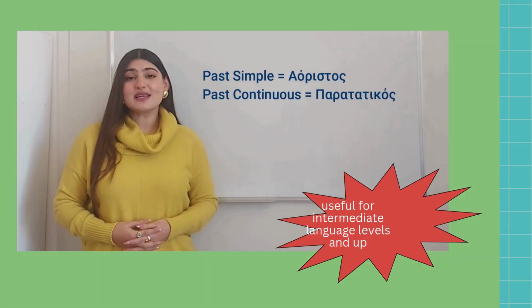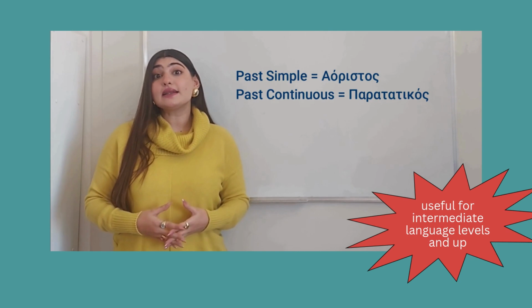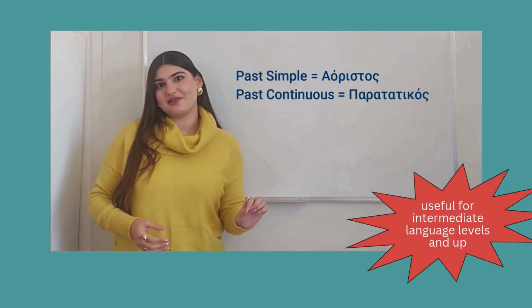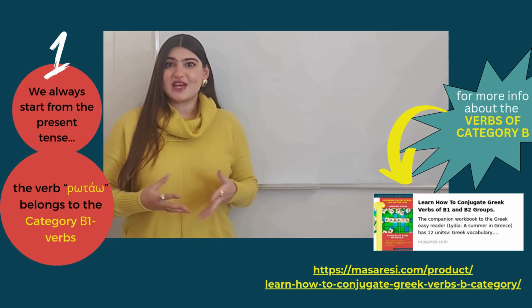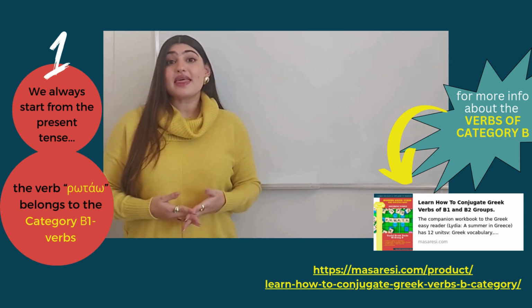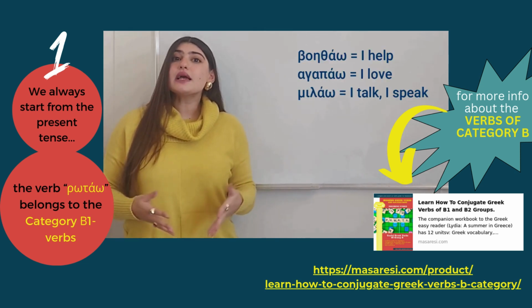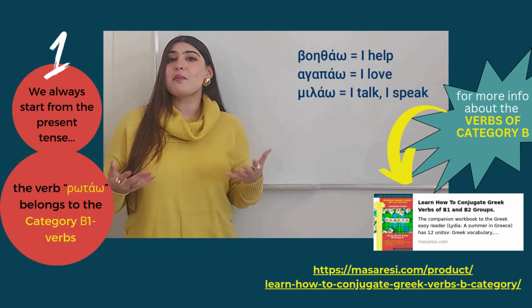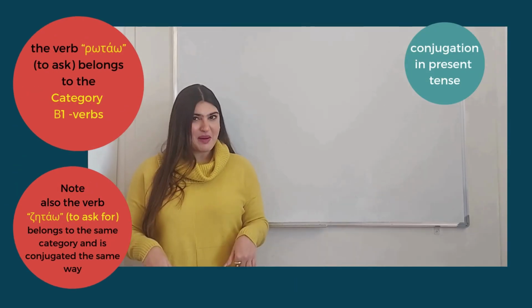This video is particularly useful if you are already at an intermediate language level. Let's start with the conjugation of ρωτάω in the present tense. This is a verb of B1 category, just like βοηθάω, αγαπάω, μιλάω, etc. Ready? Πάμε!